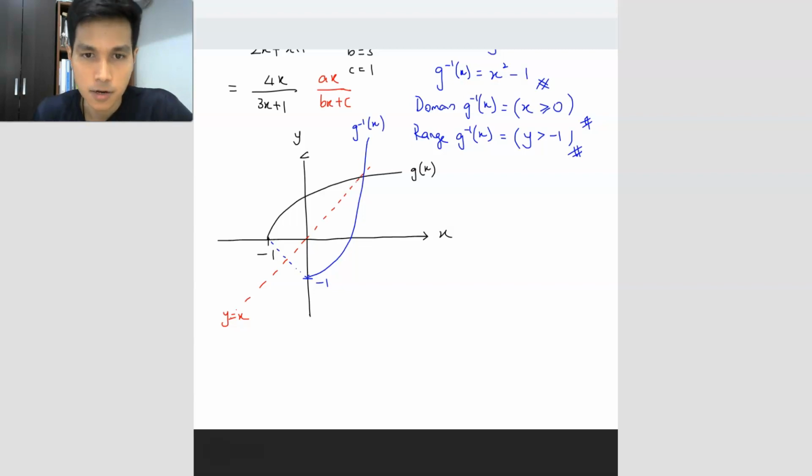So both graphs are reflected at y equals x. Okay, clear? So this is your answer.